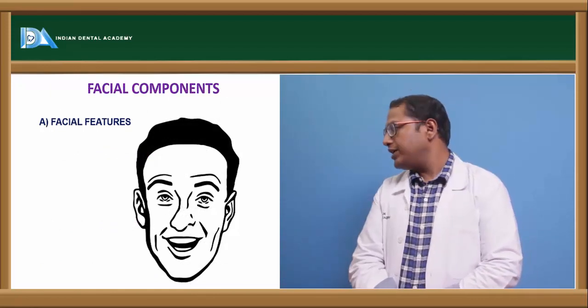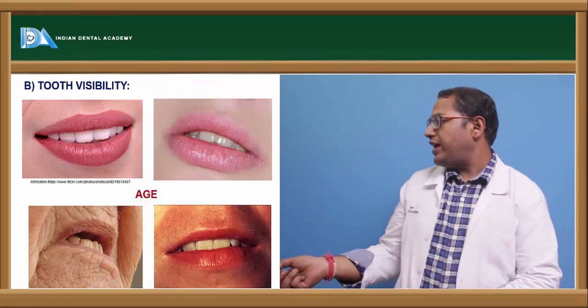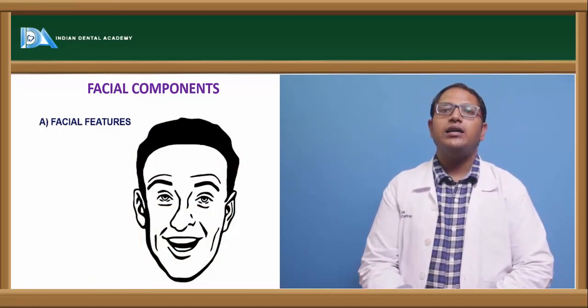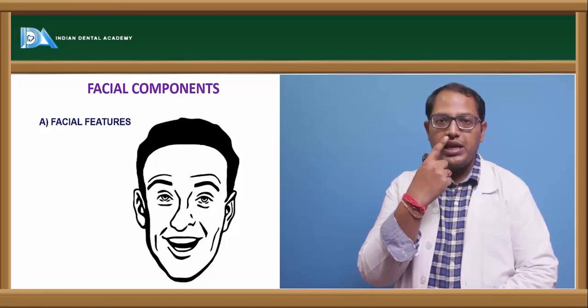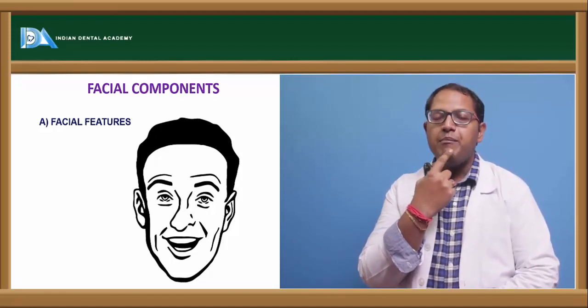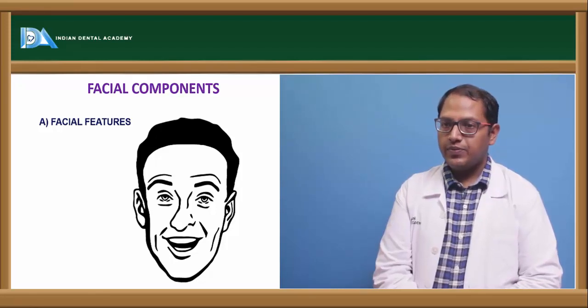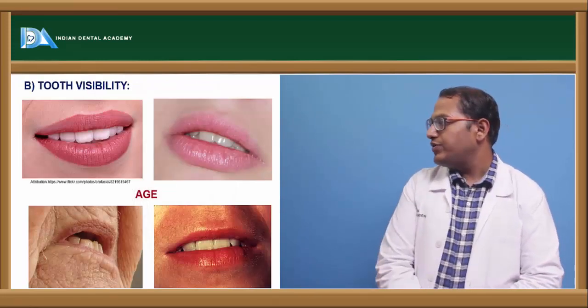In facial components, we have certain facial features that we are supposed to take note of. There are grooves: the labiolingual groove, the nasolabial groove, and we have the mentolabial sulcus. We need to mark all these things. Coming to the next, which is the tooth visibility.